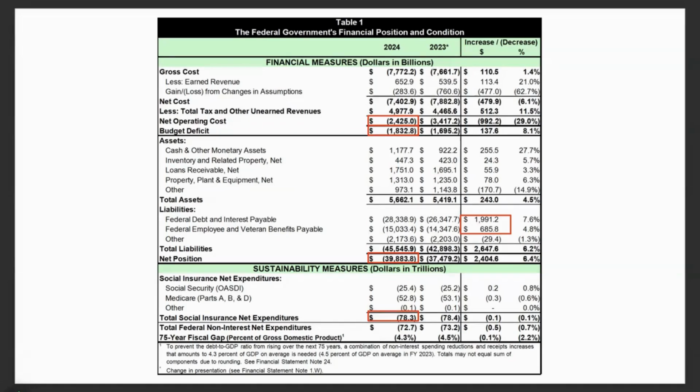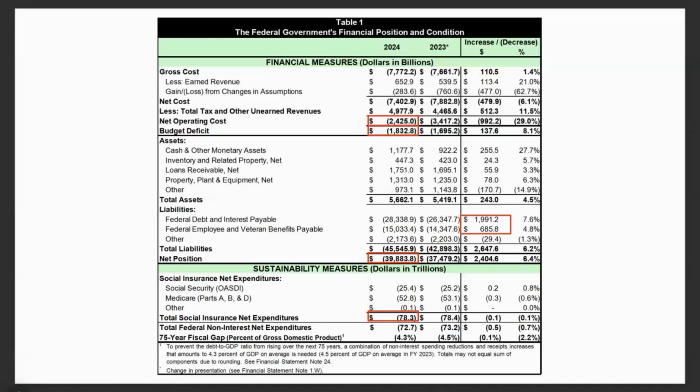And this is made up principally of the federal debt and interest of 28.338 trillion. That's up 1.991 trillion from the prior year. We all know federal debt is going up. We all know interest payments on that debt is going up. And the next line, federal employee and VA benefits payable, that too is rising sharply, up 686 billion in a year to a total of 15.0 trillion.